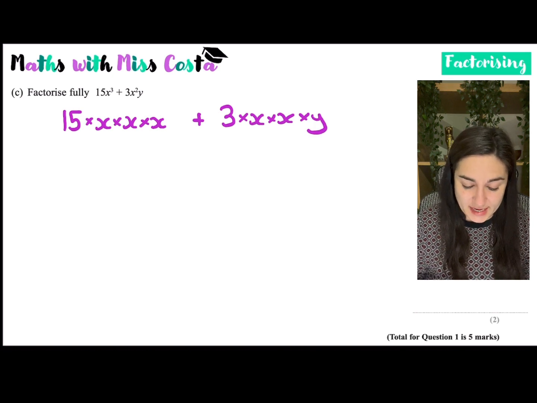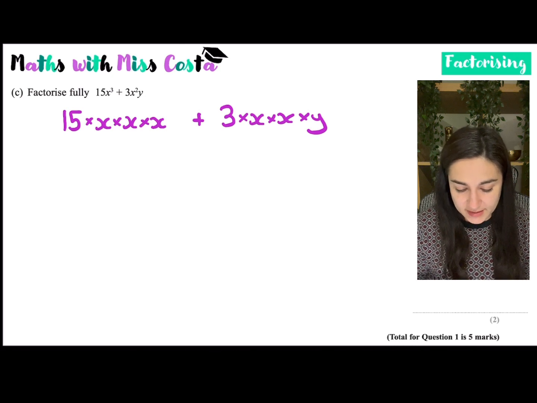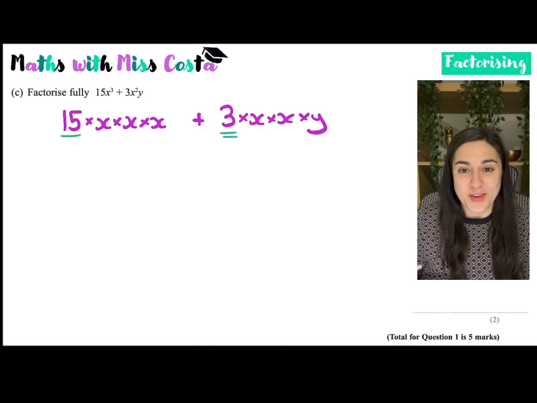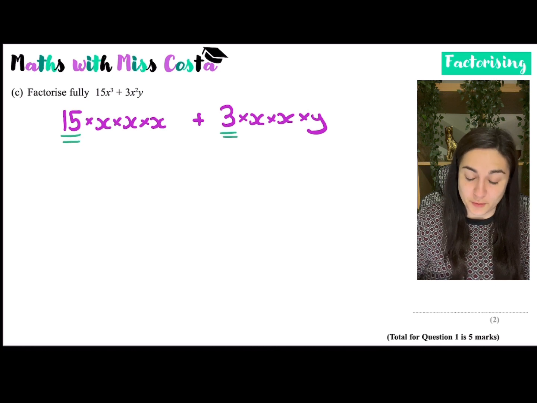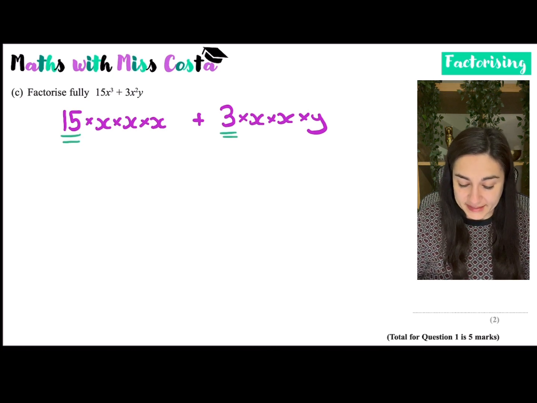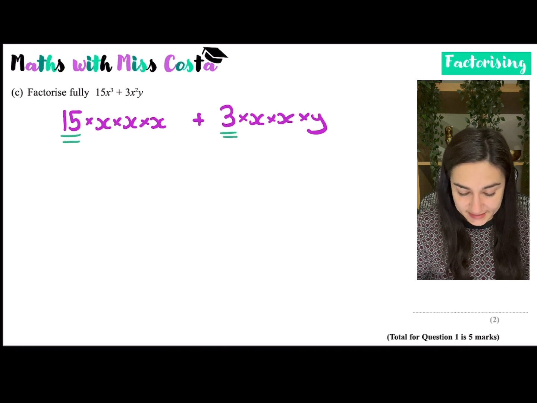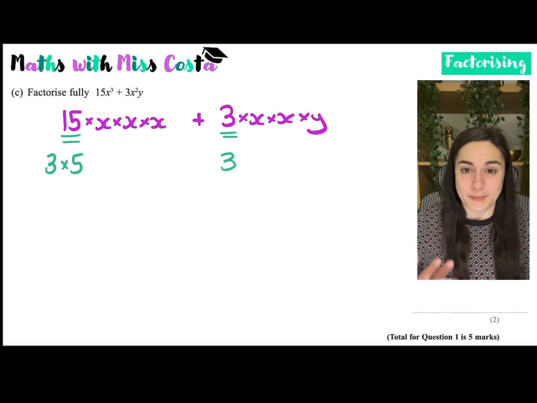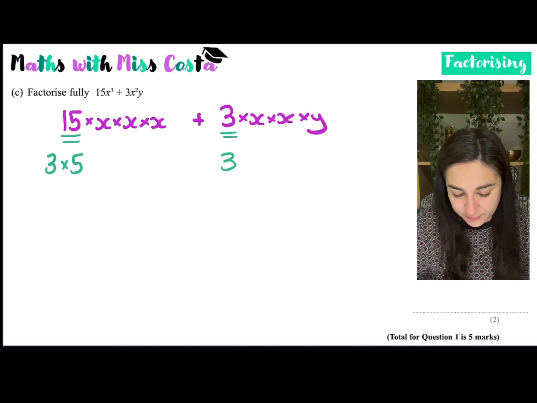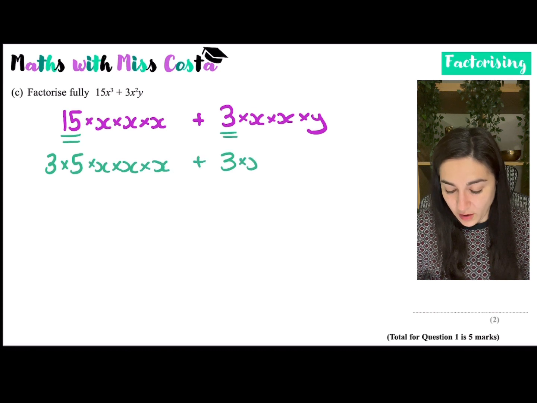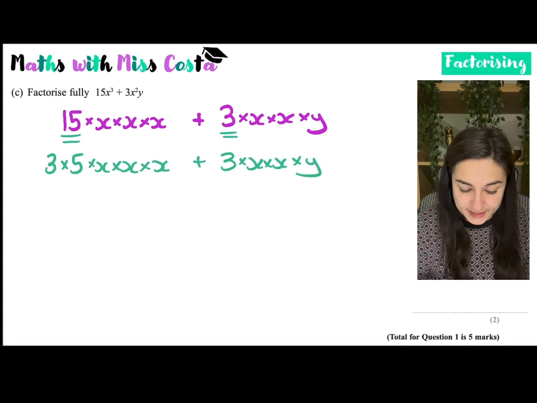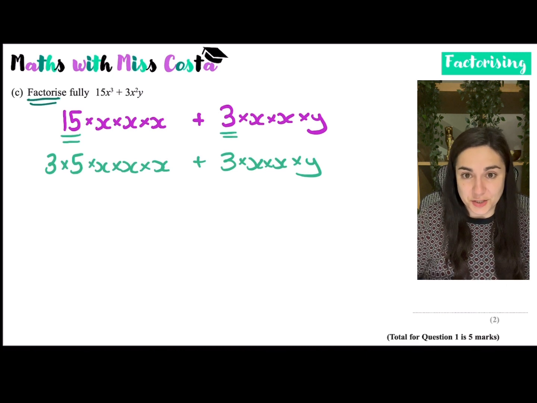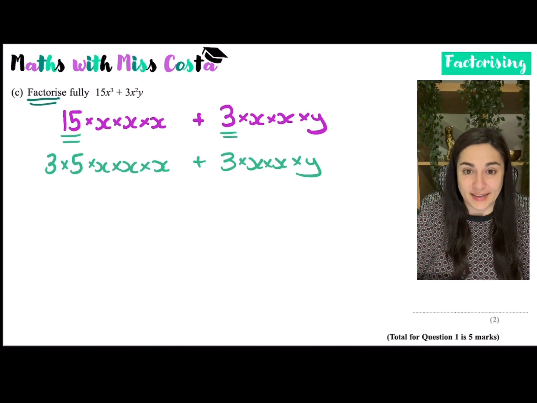If you wanted to be even more accurate, you would think, okay, so I've split up the algebra into its pure form. Now, can I split up the numbers into their pure form too? So into their prime factors. So I've got 3 times 5 makes 15, and 3 is just itself. You don't have to split it into 3 times 1 because it's a prime number. So you're then left with 3 times 5 times x times x, and 3 times x times y. Now what you want to do when you factorise is look at the two terms and pull out the highest common factor of both of them.